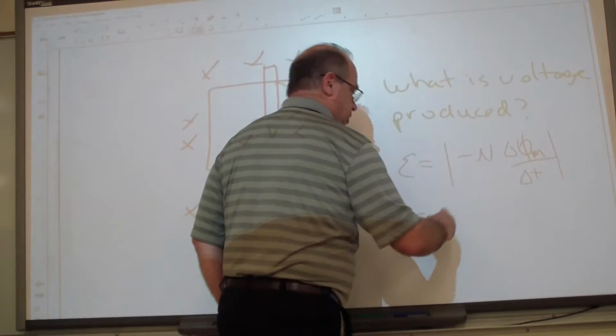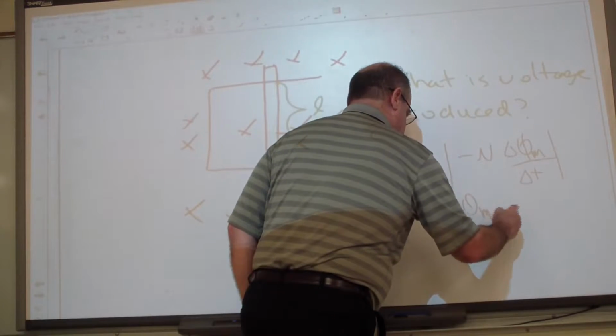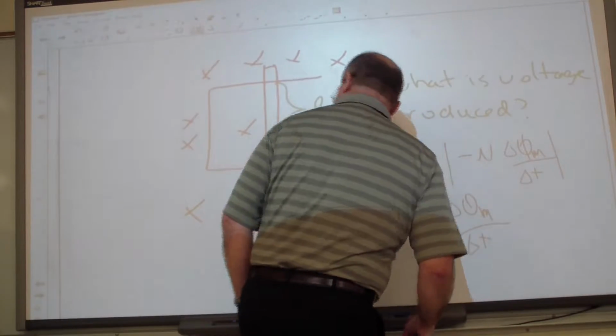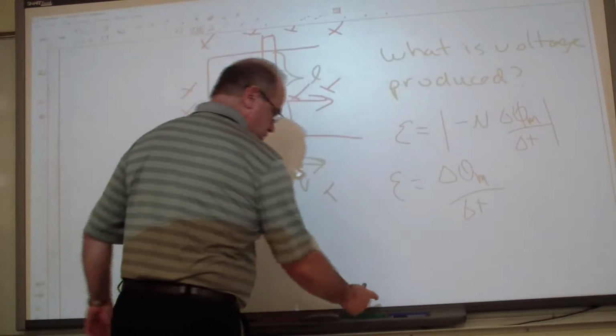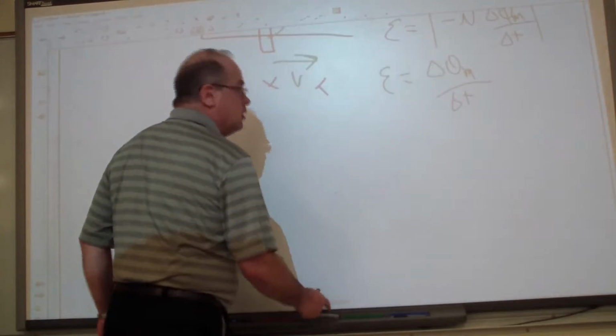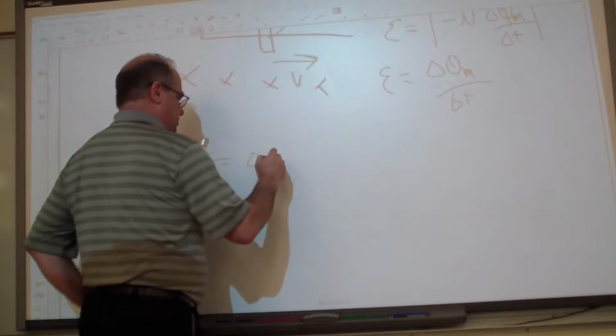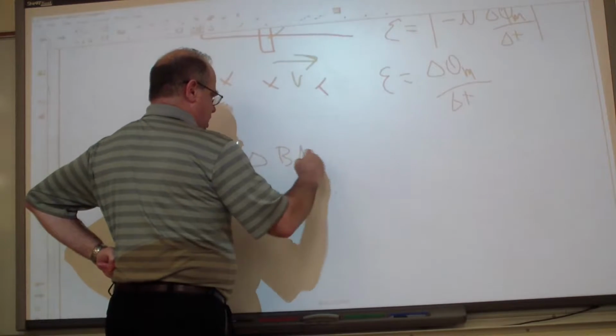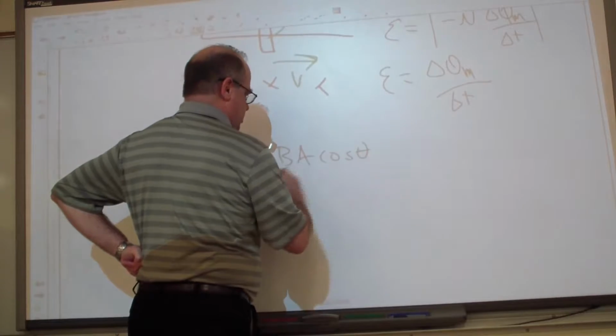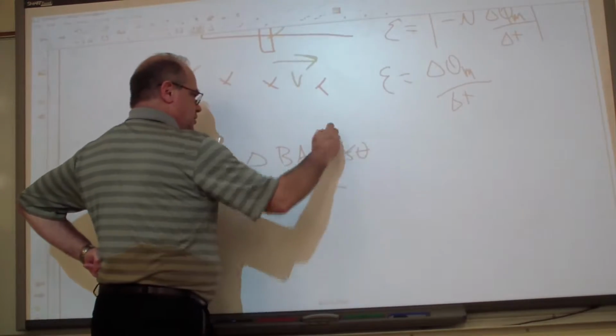And it ends one, so that doesn't matter. And we'll do this. It's not very hard. Now, we're going to do delta phi. It's going to be B A cosine theta over delta t. That's 1.